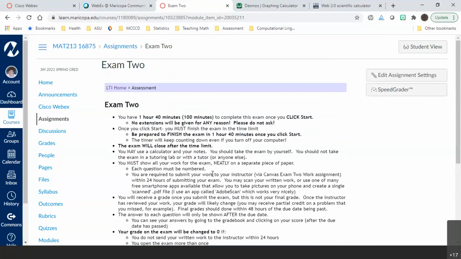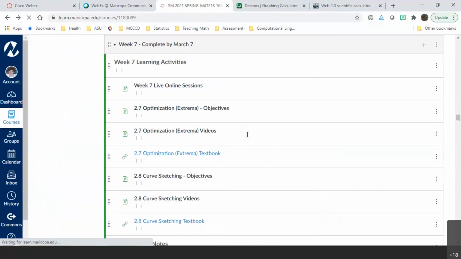Scan it in, or like I said, use an app that will take photos from your phone and create a PDF with it. There are free apps for that. Ask me if you're having trouble finding those. Basically you can use all of the material in the course. Here's one app called Adobe Scan. And remember, whatever grade you get on the exam is not your final grade. I can go through your work and try to award you partial credit.